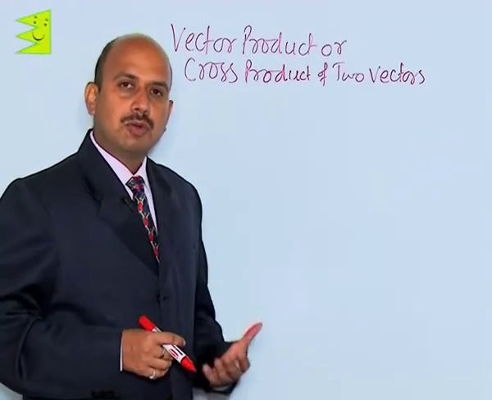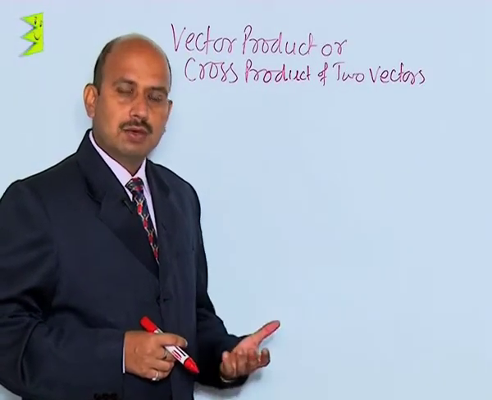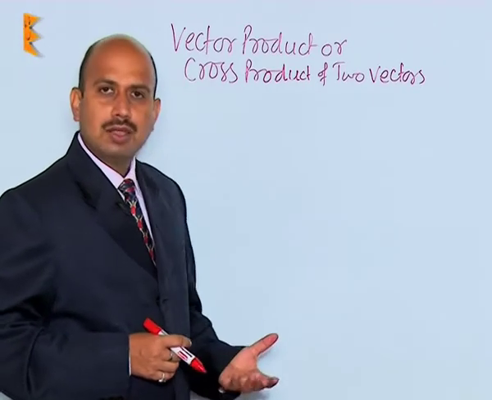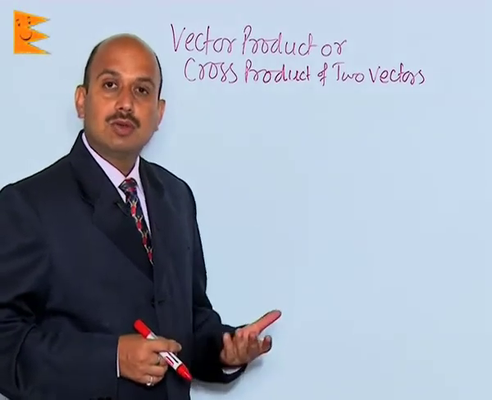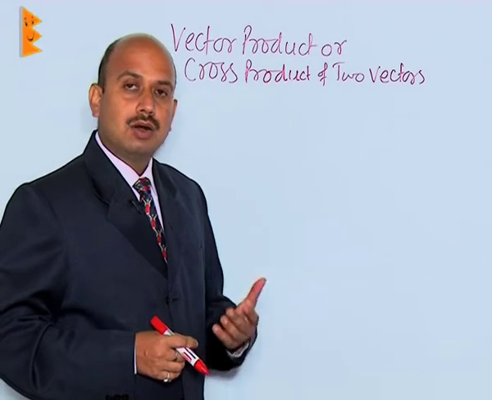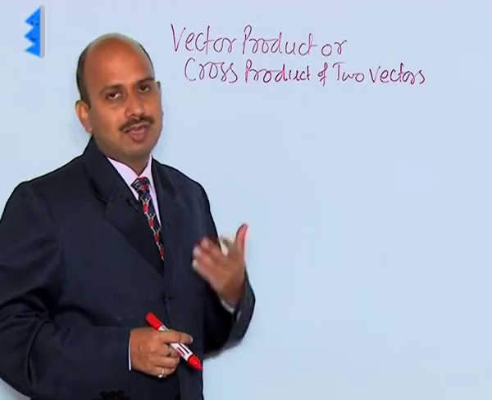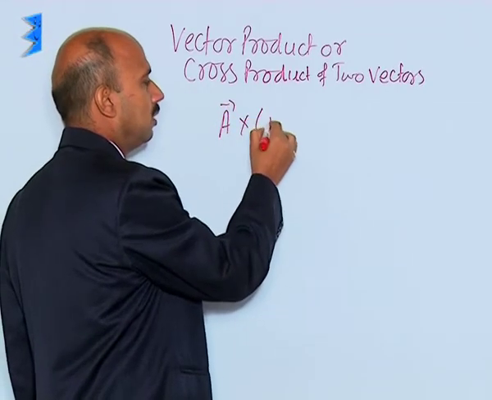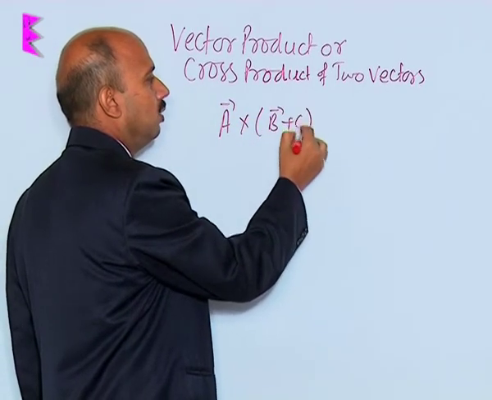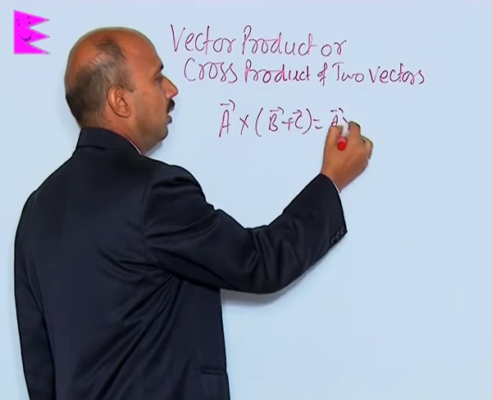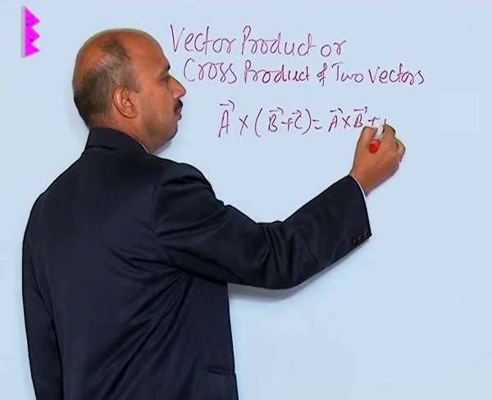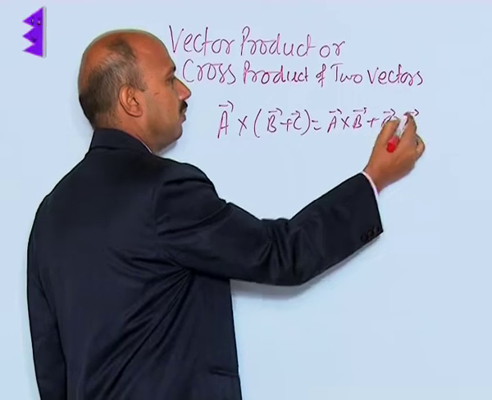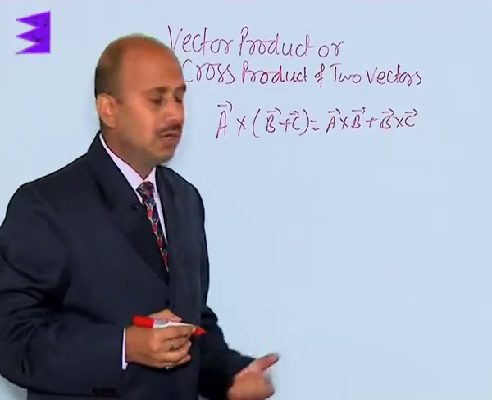The cross product of two vectors does not obey the commutative law, as we have already done, but it obeys the distributive law. For the distributive law, if you have A cross (B plus C), you can write A cross B plus A cross C. It also obeys the associative property.